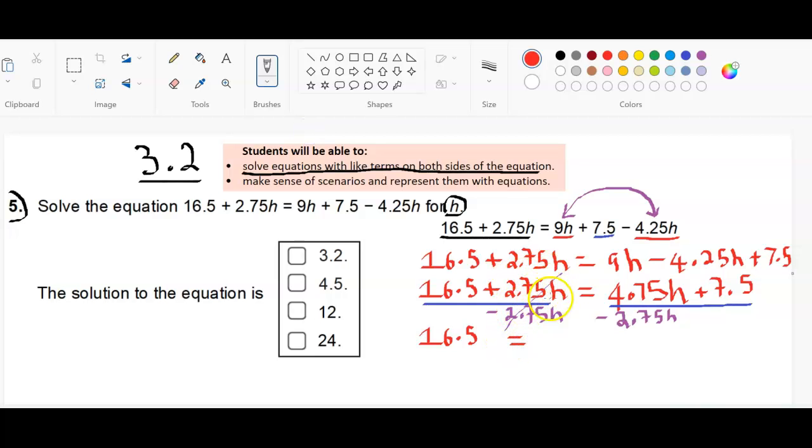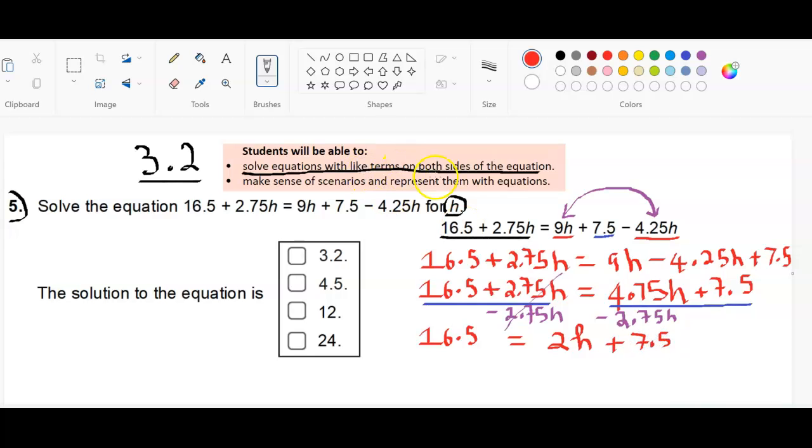again, this is gone. 4.75 minus 2.75. That's going to give me 2 whole left, and then 2h. Okay, 2h. I always like to put everything in a money perspective, so it's easy to subtract. So 4.75 minus 2.75 gives you 2h. That's still the h, plus 7.5.